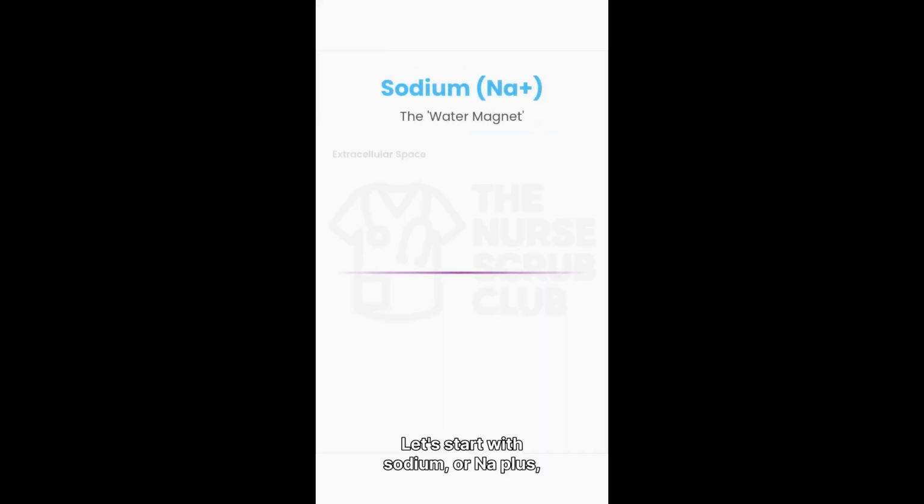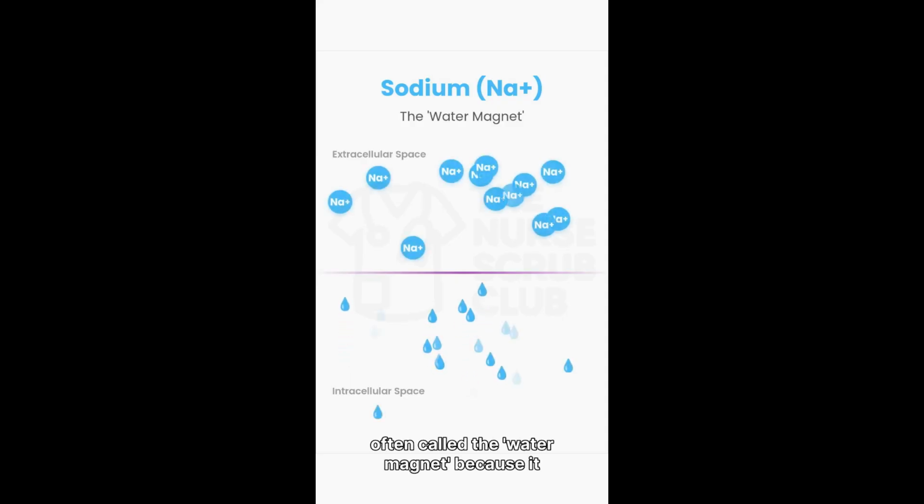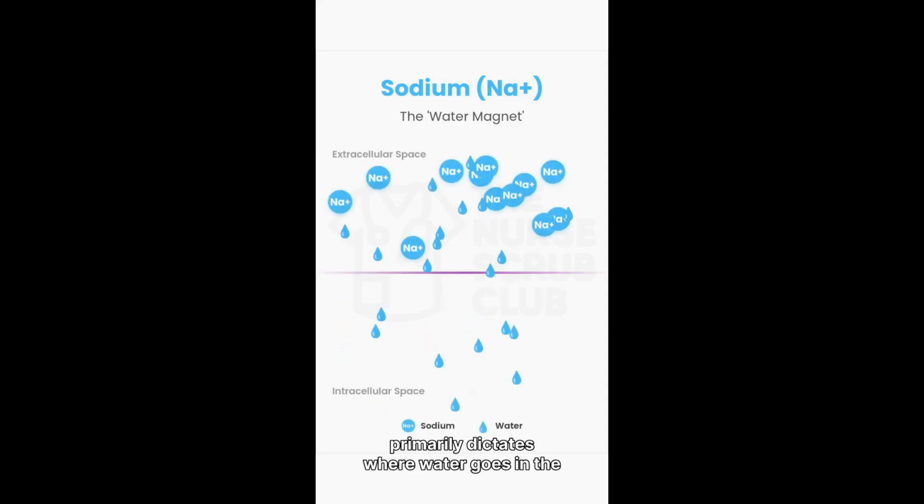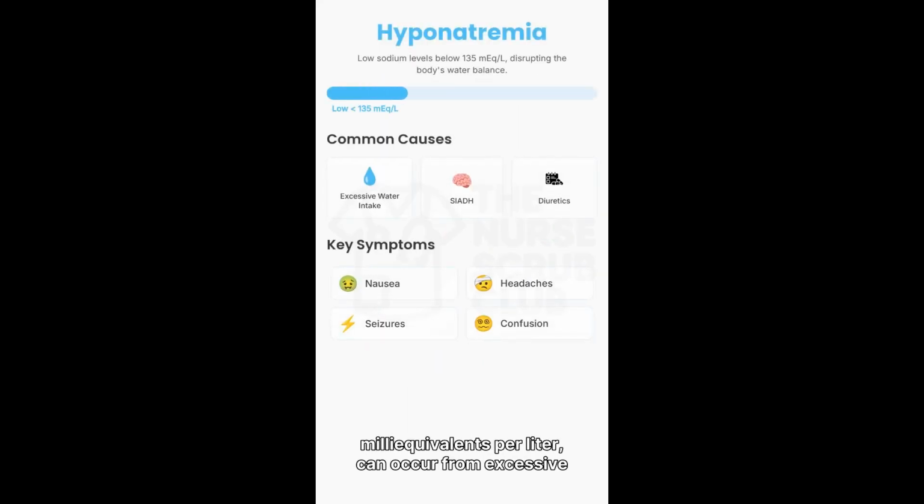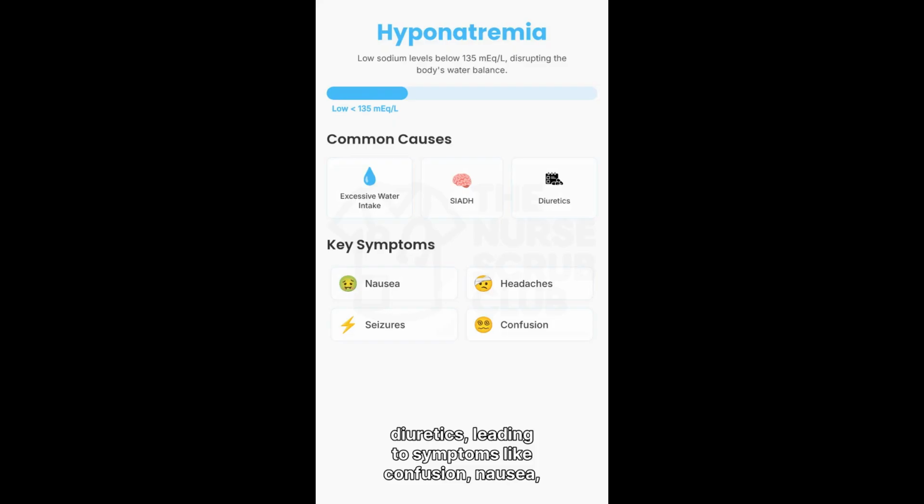Let's start with sodium, or Na+, often called the water magnet, because it primarily dictates where water goes in the body by regulating osmosis across cell membranes in intracellular and extracellular spaces. Hyponatremia, or low sodium levels below 135 milliequivalents per litre, can occur from excessive water intake, SIADH, or sodium loss via diuretics, leading to symptoms like confusion, nausea, headaches, and severe seizures.